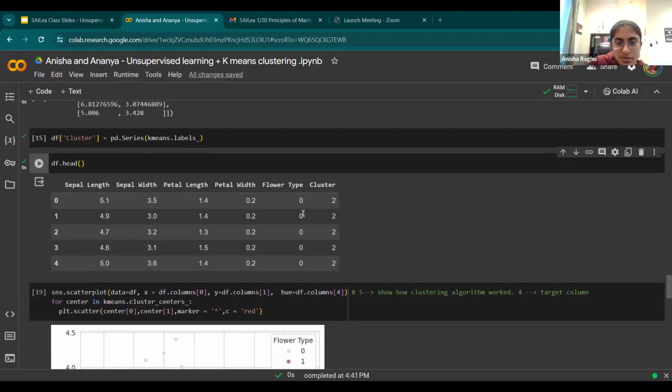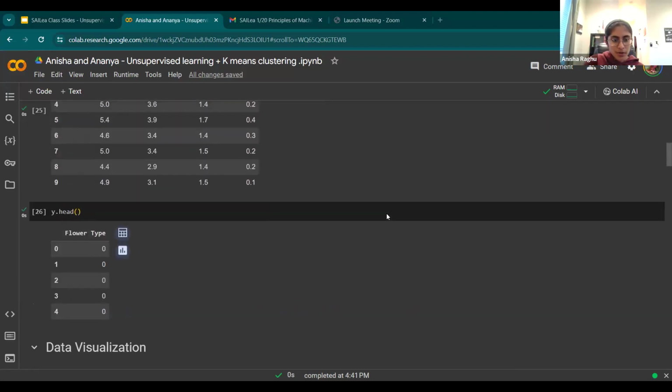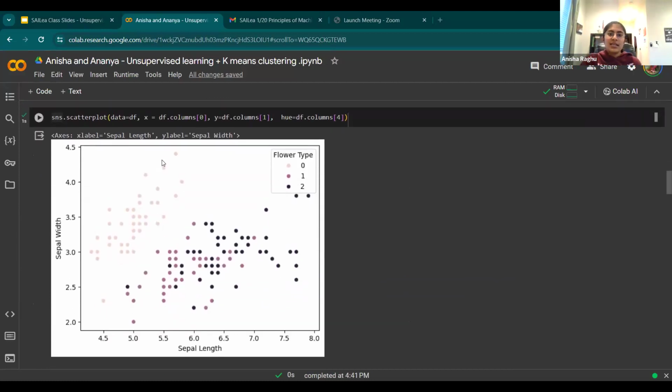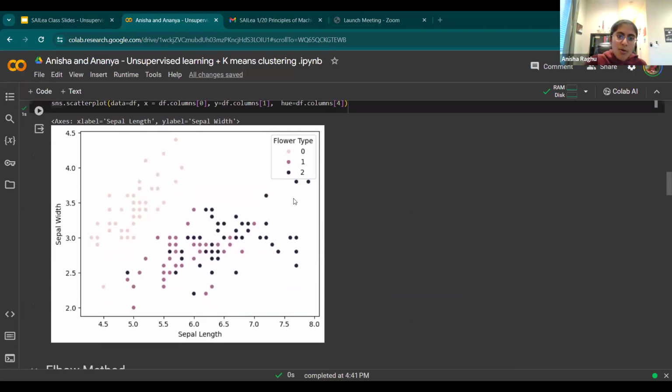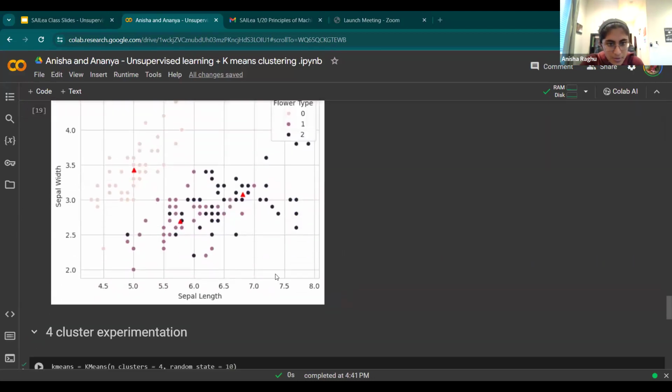Okay, so as Ananya was saying, we added the cluster column to our data set because now we can use this to create a scatter plot to see how well it was able to cluster. And just to re-emphasize something we talked about at the very beginning in data visualization, this is how it should ideally cluster if it were to cluster properly. So ideally we would expect to see something like this, but we'll see how it looks in just a minute.